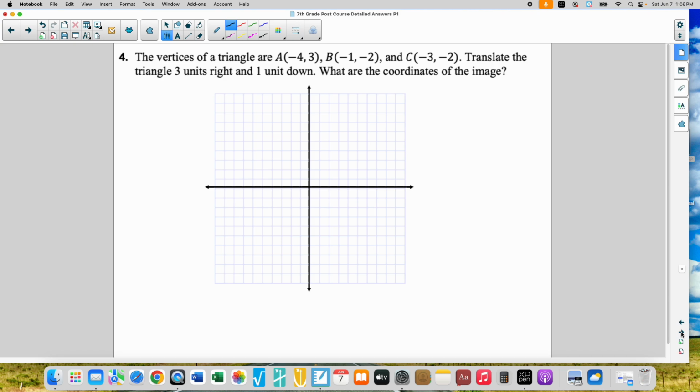Number 4, the vertices of a triangle are A is negative 4, positive 3. So negative 4 on X, positive 3 on the Y. My B value is negative 1, negative 2. And my C value is negative 3, negative 2. Okay, so it looks like that. That's the C value. And it's a triangle, so we definitely are going to connect these.